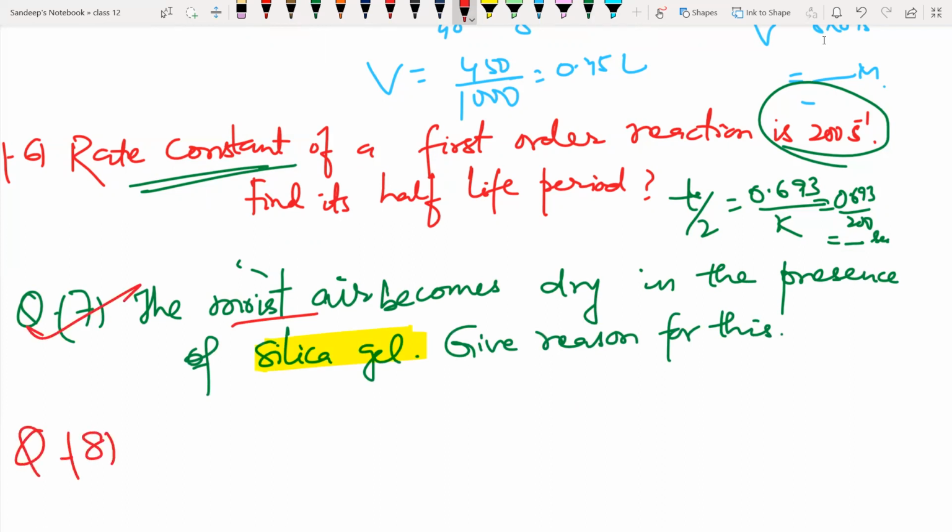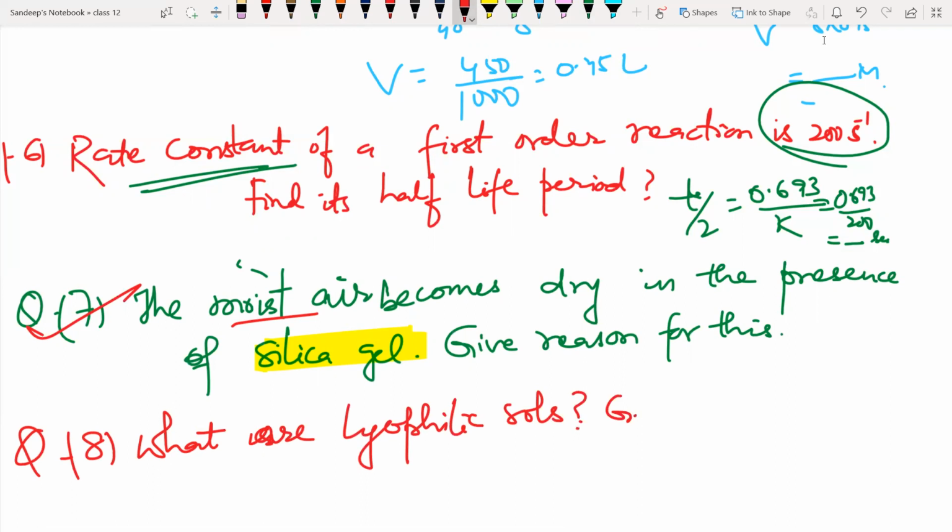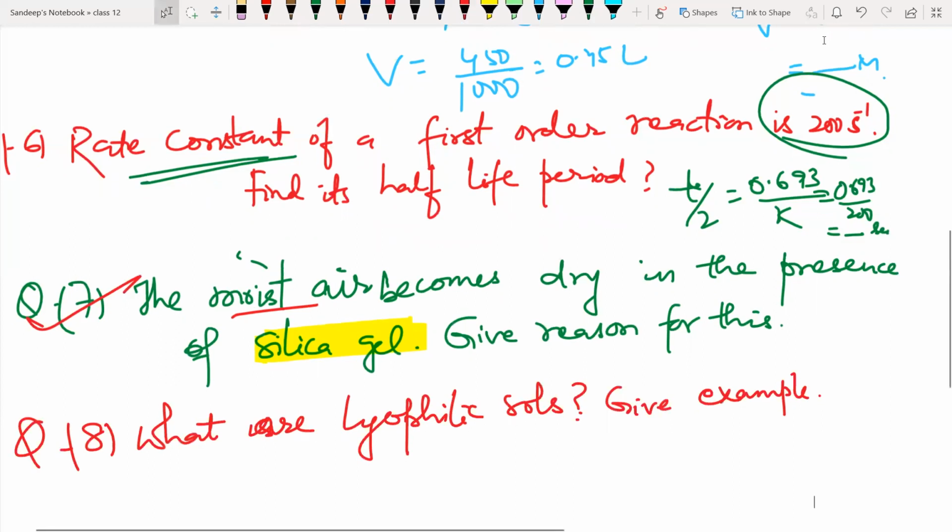Question number 8. What are lyophilic sols? So those sols where disperse phase and dispersion medium have affinity are called lyophilic sols. Gum, gelatin, starch, these are all lyophilic sols.